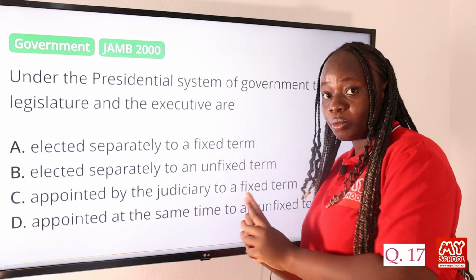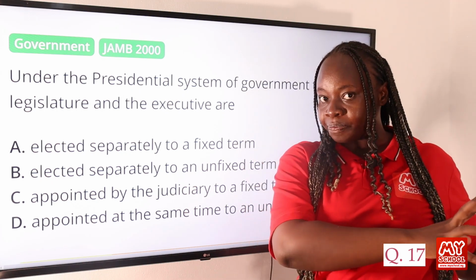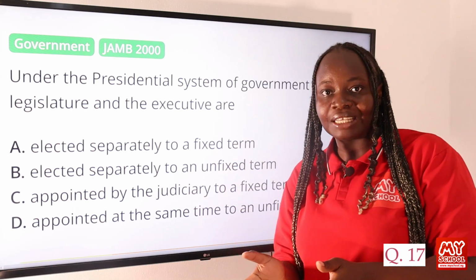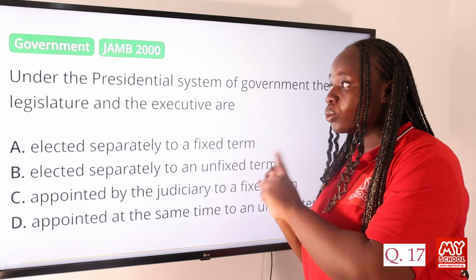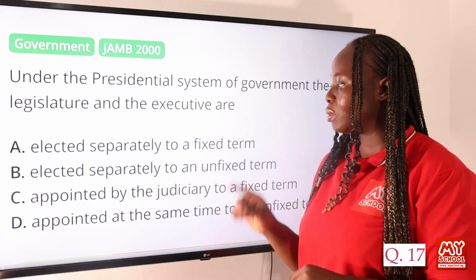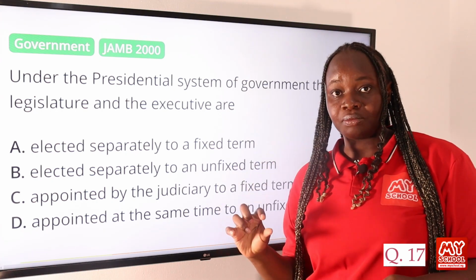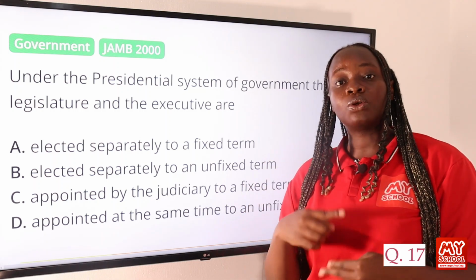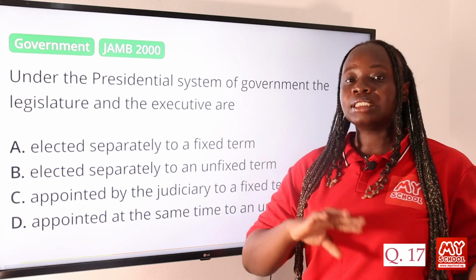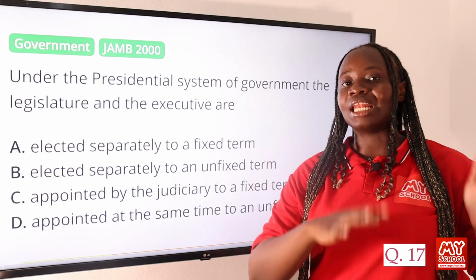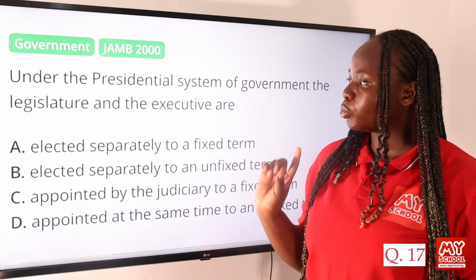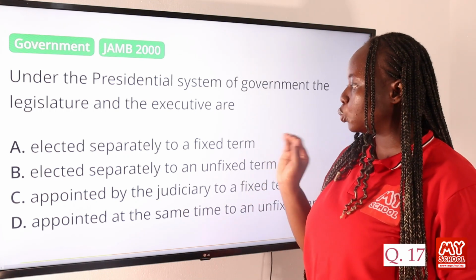But in the presidential system of government, the president of the country, the executive, is elected separately from members of the House of Assembly. So also, in the presidential system of government, they are also elected for a fixed term in the sense that they are elected for a certain number of years. After those years run out, then another election takes place in order for you to elect a new set of people. So the answer to this question is option A, elected separately to a fixed term.